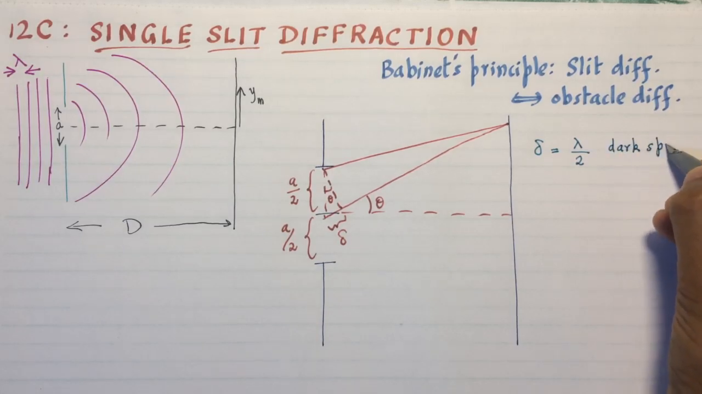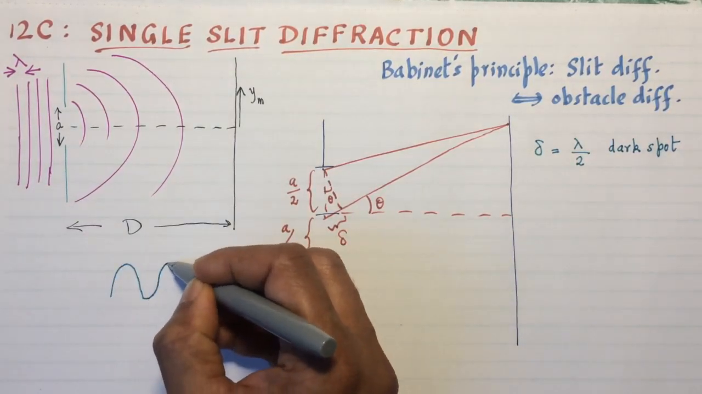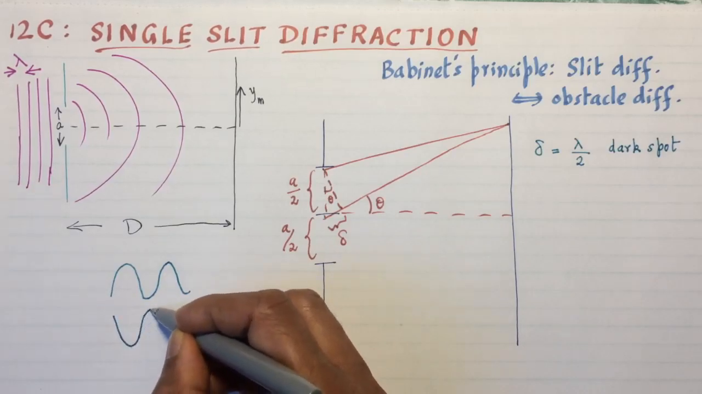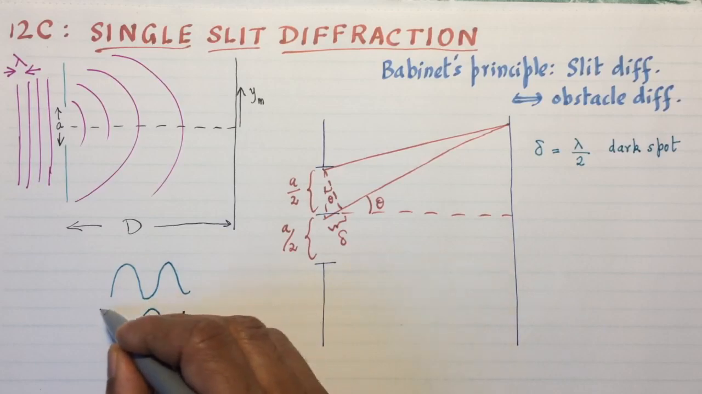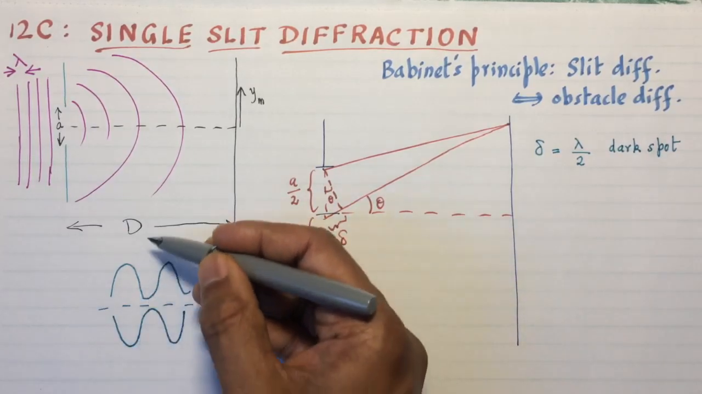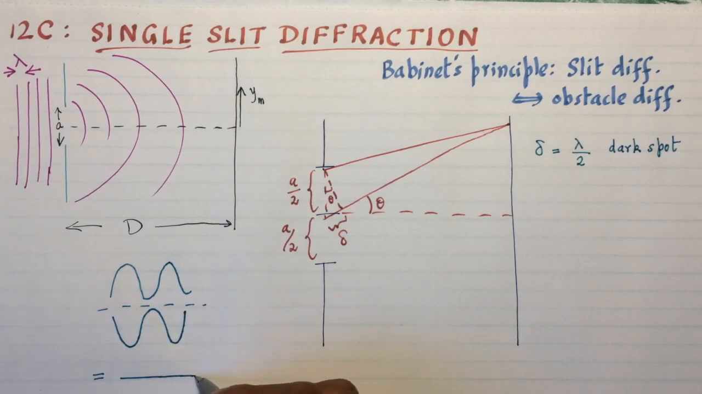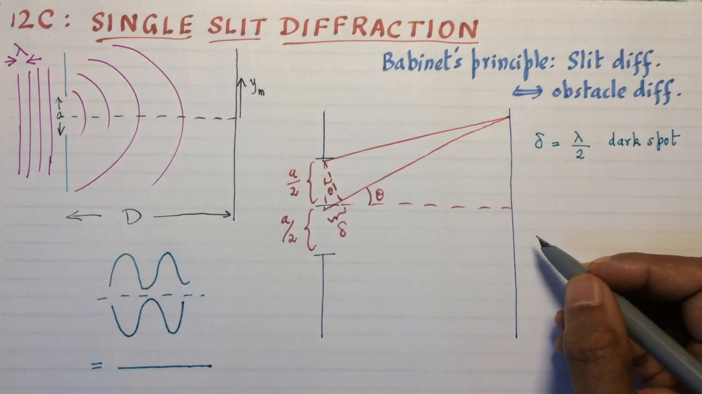Because remember, if you have two waves and the first wave is offset by half a wavelength from the second wave, that's when you have the crests and the troughs canceling each other out and you end up with a flat line, and that's called destructive interference. So half a wavelength is what we need for a dark spot.